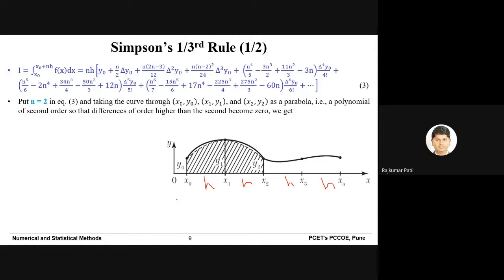But here the interesting thing is that instead of n equal to 1, we put n equal to 2 in equation number 3. In the trapezoidal rule, what we did, we put n equal to 1. Here we are putting n equal to 2, and we are considering 3 points: y0 corresponding to x0, y1 corresponding to x1, and y2 corresponding to x2.